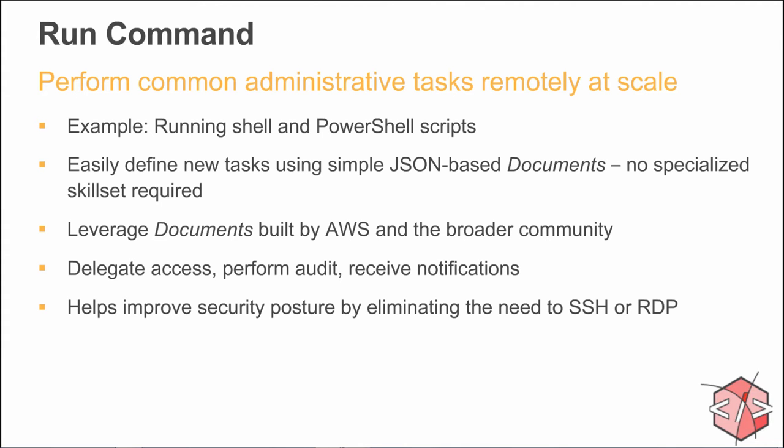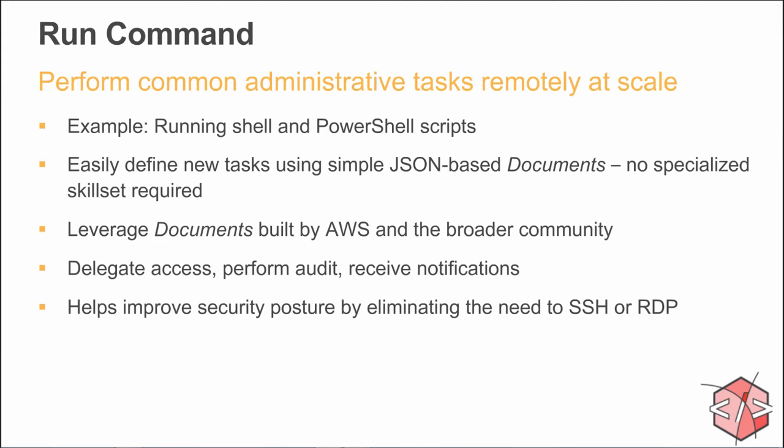Other examples are running shell and PowerShell scripts. You have a PowerShell script that you want to run across thousands of instances. How do you do that without RDPing or SSHing into the instances? Run Command really simplifies that, as I mentioned. The way it does that, it enables you to write your task in a simple JSON-based document. In EC2 Systems Manager, there's a concept of documents, which is a simple JSON document.